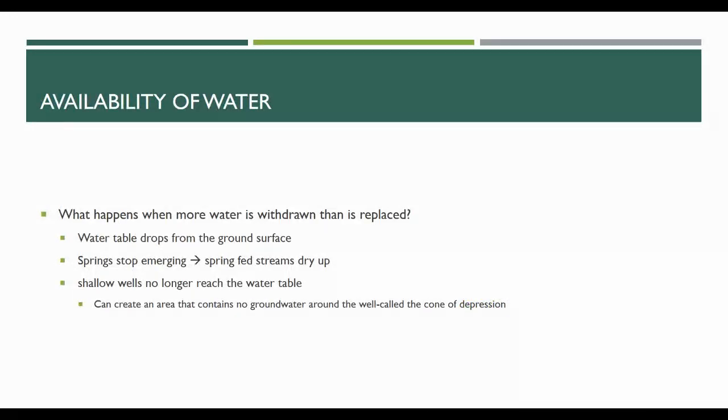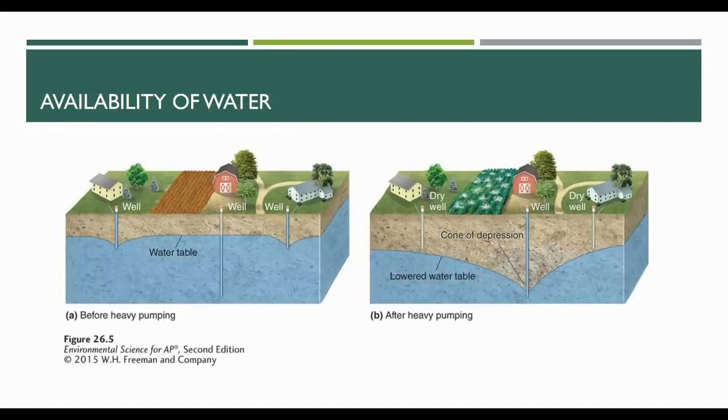What happens when we remove more water than it can be replaced with? First, the water table is going to drop from the ground surface, and then the springs will stop emerging, and so all of those spring-fed streams are going to dry up. Another problem will be that the shallow wells will not be able to reach the water table. So those wells will not be able to give water to humans. And when that happens, it creates an area that contains no groundwater around the well, and that's called the cone of depression, which we can see here.